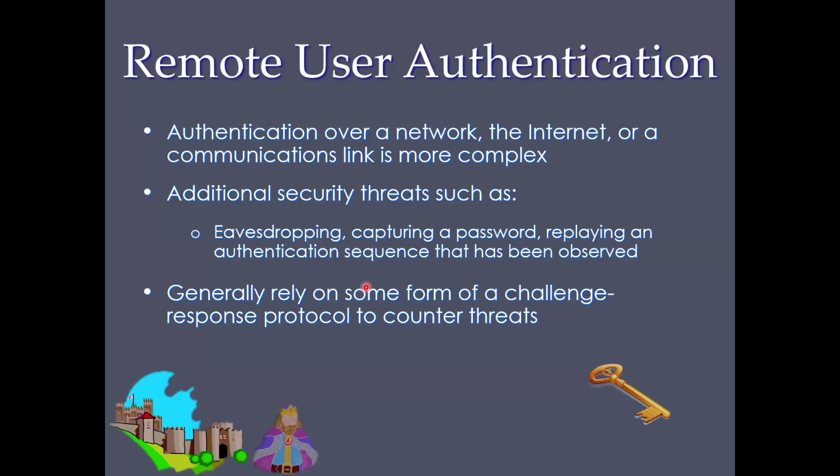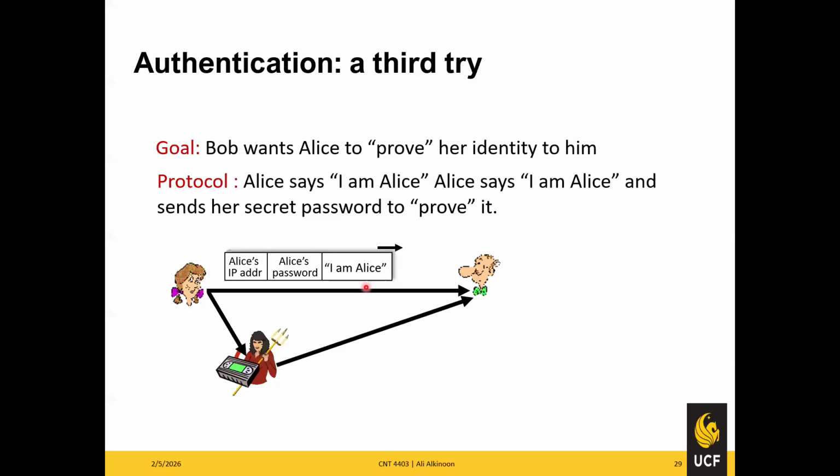So remote user authentication is going to be done over a network, right? Like the internet or communication links, which is more complex. So there are additional threats. There's eavesdropping, packet sniffing, MAC sniffing, impersonation, and replaying an authentication sequence that has been observed. So it generally relies on some sort of challenge. We have to have some kind of protocol to counter these given threats.